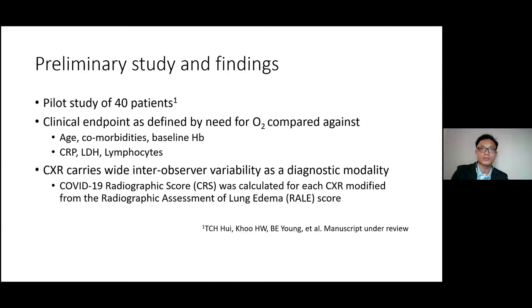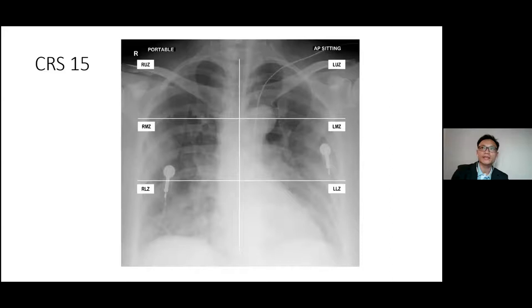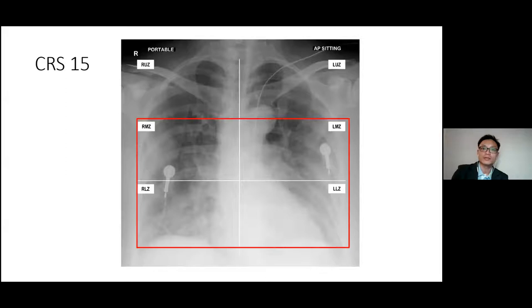Given that chest X-ray carries wide inter-observer variability as a diagnostic modality, we devised a scoring method to quantify chest X-ray severity, which we term the COVID-19 radiographic score, or CRS for short. In CRS, we divided the lungs into 6 parts and quantified the extent and the density of airspace opacities, which are the predominant imaging abnormalities in COVID. Here is an example of a patient with opacities in the middle and lower zones of both lungs, with a cumulative score of 15 based on our assessment.